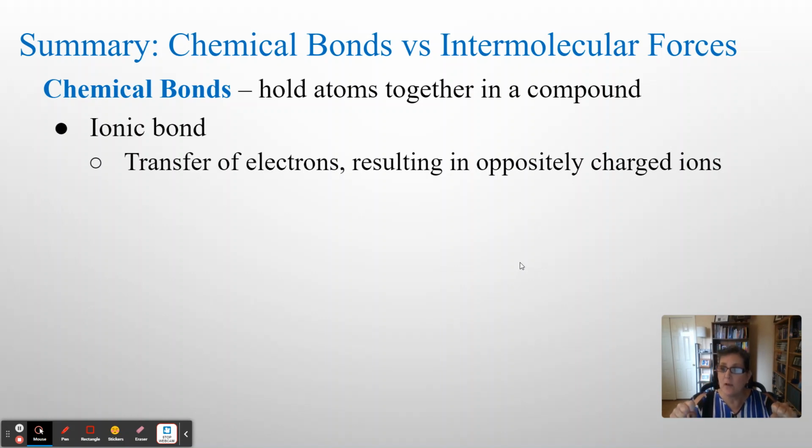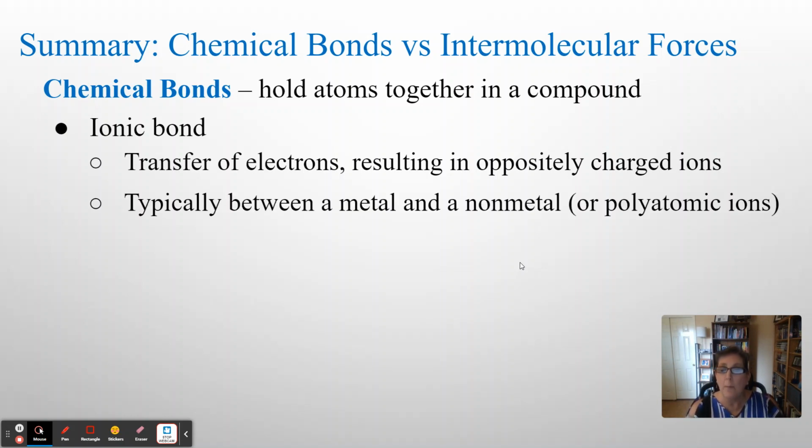That is when electrons are transferred from the metal to the nonmetal, so that the metal lost an electron and became positively charged, and the nonmetal gained the electron and became negatively charged. And then these opposite charges attract each other. Again, it's typically between a metal and a nonmetal, or we can have polyatomic ions in ionic compounds, right? Because they're ions also.